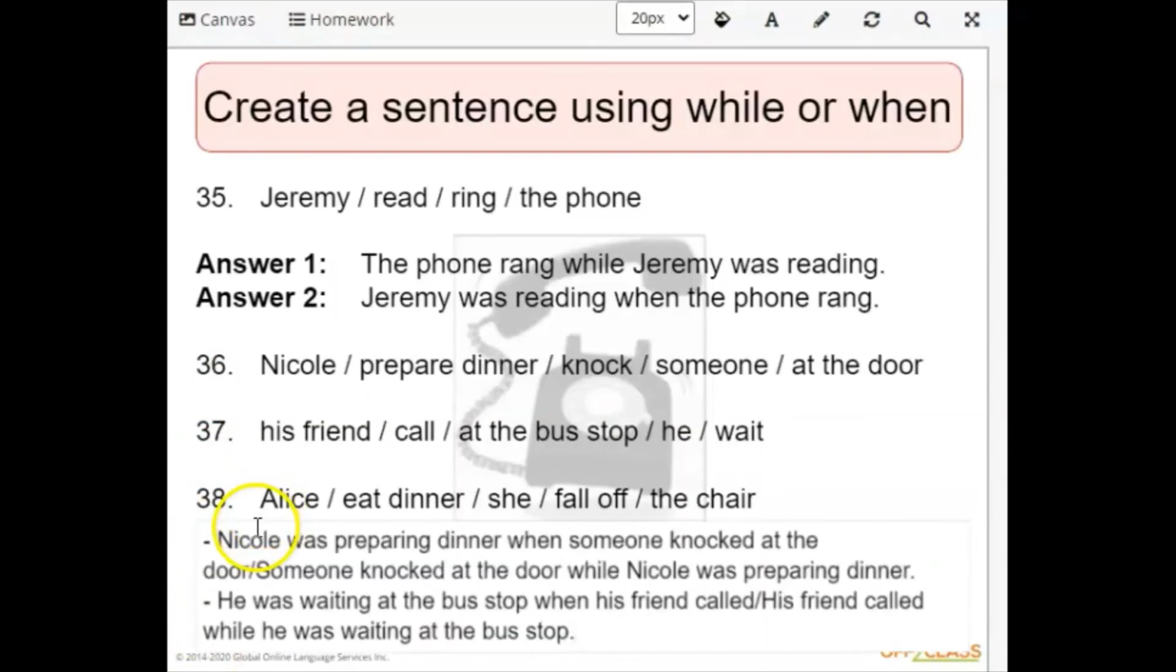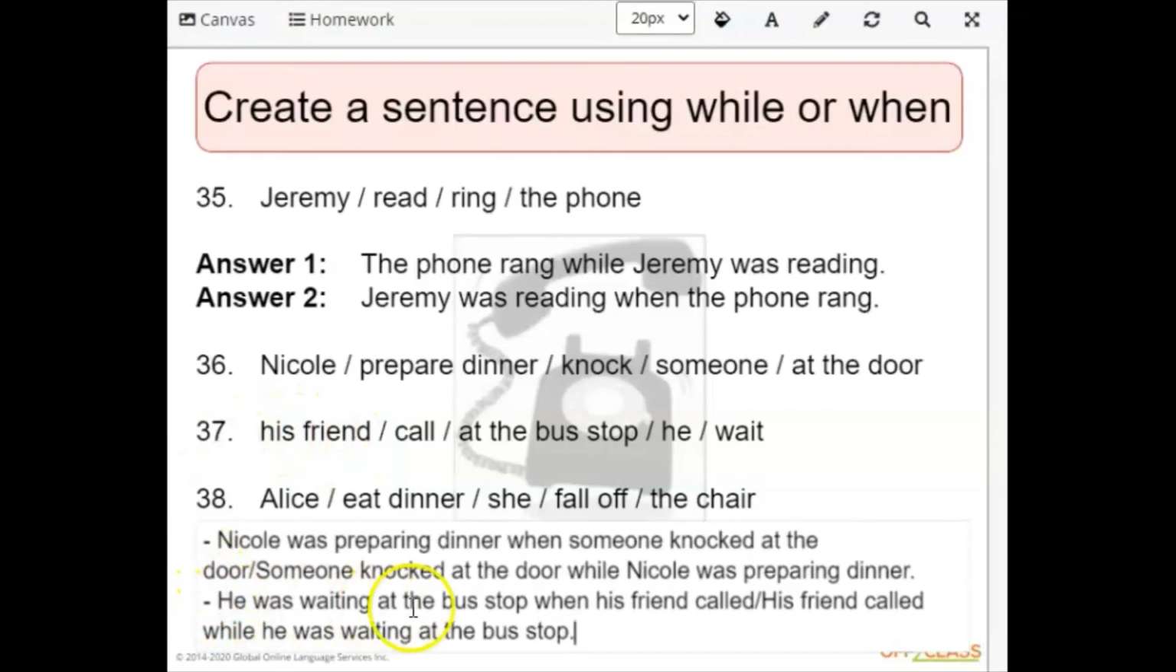Okay, how did you do? Let's check the first one. Okay, so here you could say Nicole was preparing dinner when someone knocked at the door, right? Or remember, you can start with when someone knocked at the door, Nicole was preparing dinner. Okay, or with while, someone knocked at the door while Nicole was preparing dinner, or while Nicole was preparing dinner, someone knocked at the door.